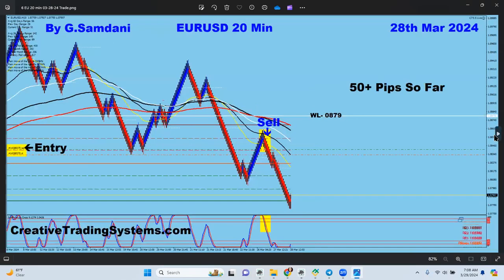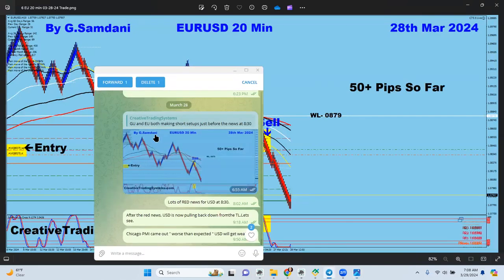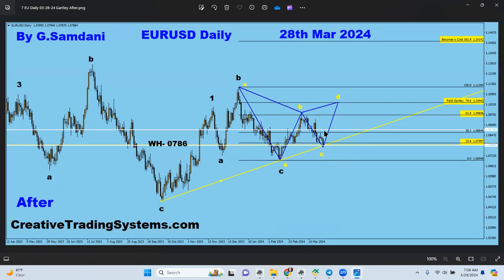It started to come down, and then yesterday, the 28th, a nice little short here. I even posted on the Telegram that GU and EU were both making short setups just before the news at 8:30. So before the news there was a setup, and it played out all day long, not much, but 50 or 55 pips, and I closed the trade. So this is what happened to this chart.